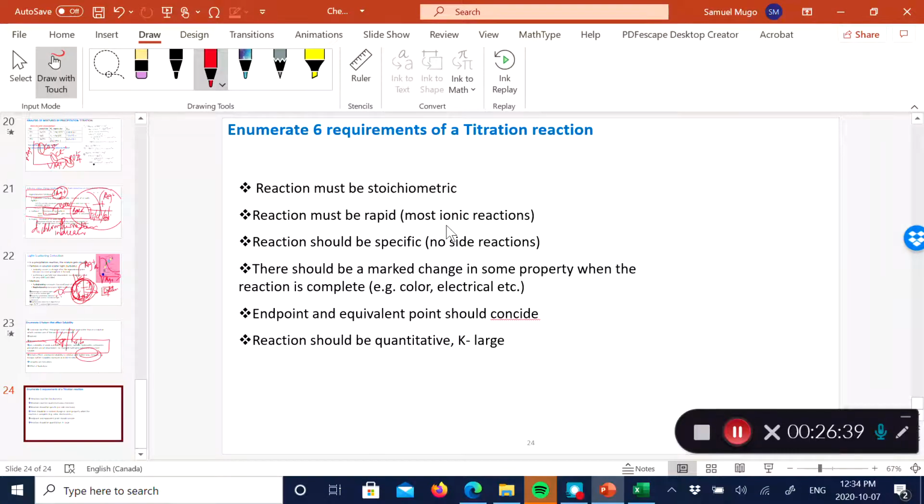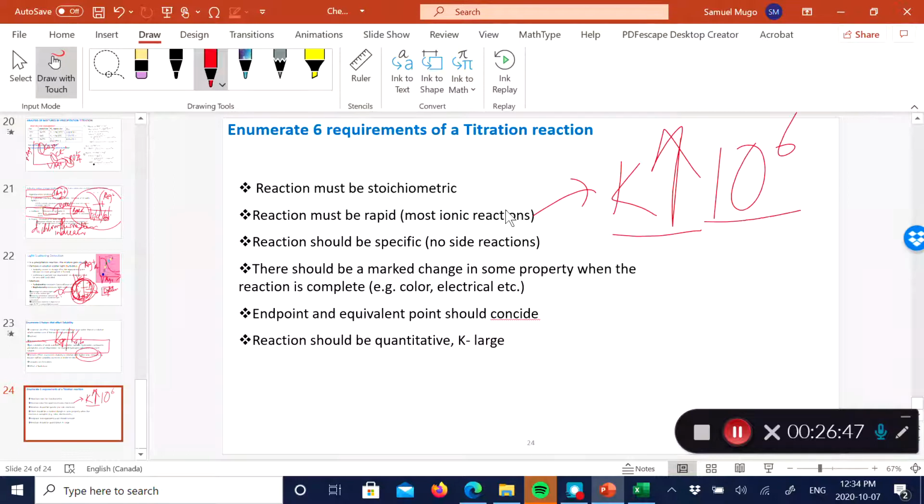The reaction must be rapid. We already talked about that. The K must be huge. And we said as huge as 10 to the power 6. Ideally, that's what you're looking for in a titration reaction. Also, the products should be specific. There should be no side reactions. There should be a fairly neat, simple reaction that doesn't result in side products.